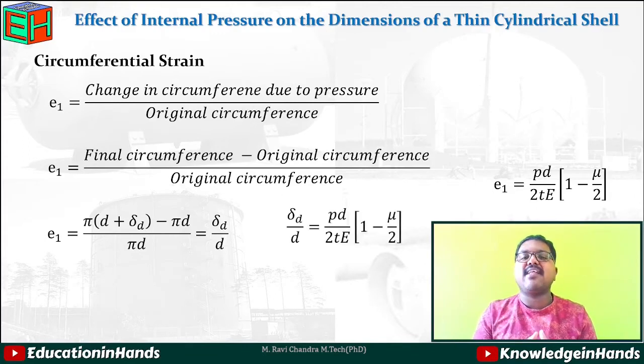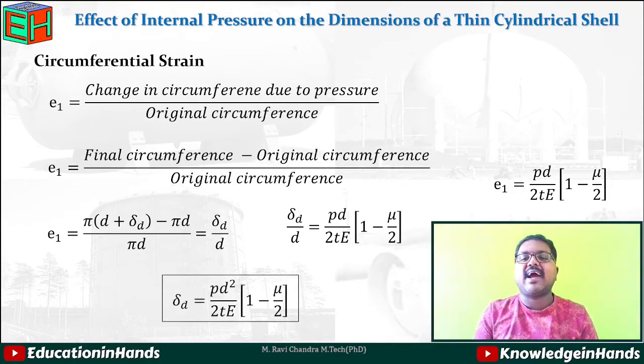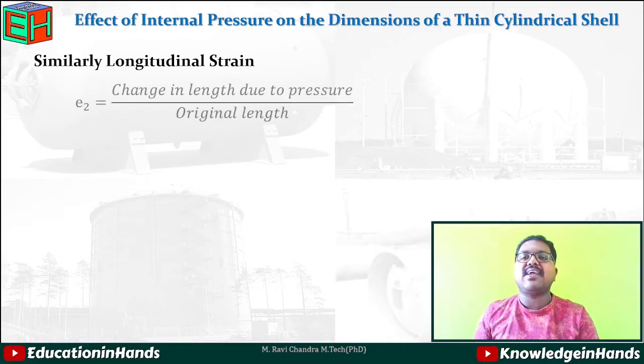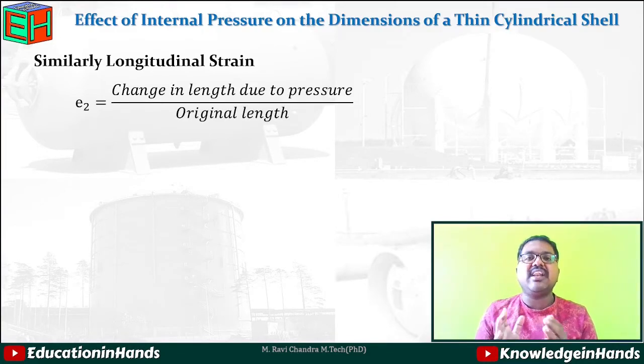We will get the value of delta D by D as PD by 2tE into 1 minus mu by 2. From this we get the change in diameter, delta D, as PD square by 2tE into 1 minus mu by 2. So this is the value for the change in diameter. Similarly, for the longitudinal strain, we have E2 equal to change in length by original length, where we get E2 as delta L by L.